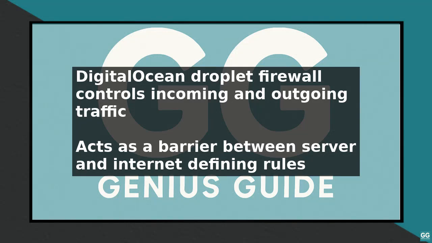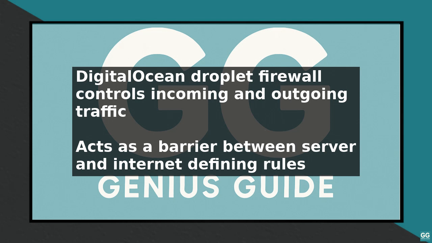A DigitalOcean Droplet Firewall is a network security system that controls incoming and outgoing traffic to and from your DigitalOcean droplet. It acts as a barrier between your server and the internet, allowing you to define rules for what traffic is allowed to pass through. To understand how a DigitalOcean Droplet Firewall works, let's break it down step by step.